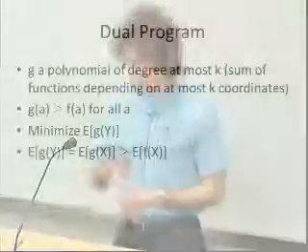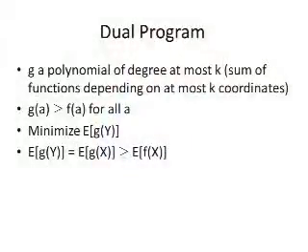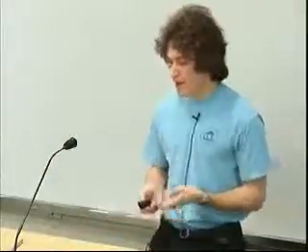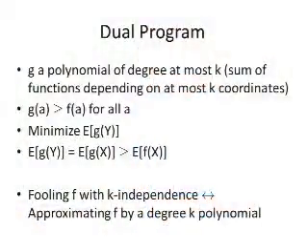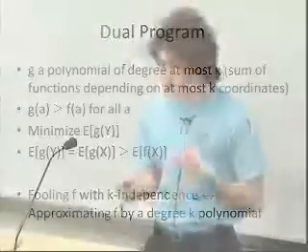And it's easy to see that this gives us an upper bound, because the expectation of g(y) is equal to the expectation of g(x), because it's a degree k polynomial. And because g is bigger than f pointwise, this is bigger than the expectation of f(x). So again, fooling f with k-independence is very similar to saying that f can be well approximated by a degree k polynomial.